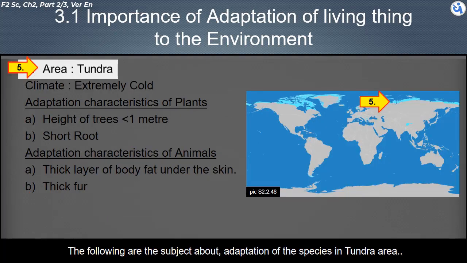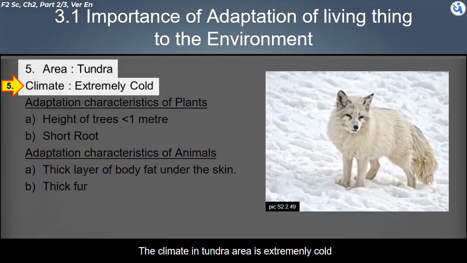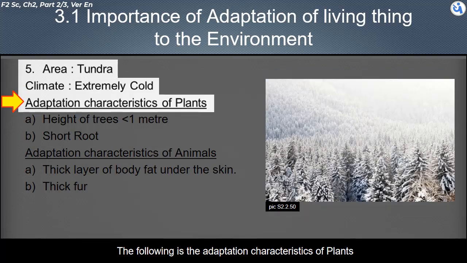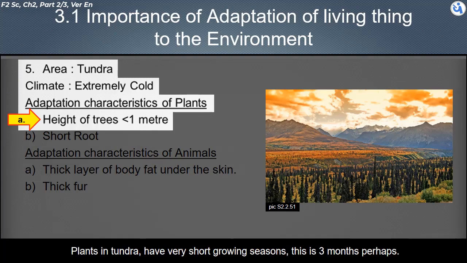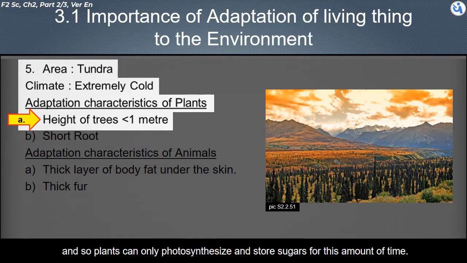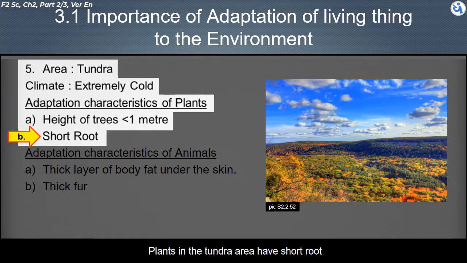The following is about the adaptation of the species in the tundra area. The climate in the tundra area is extremely cold. The following are the adaptation characteristics of plants. The height of trees is less than 1 meter. Plants in the tundra have very short growing seasons, perhaps 3 months. And so plants can only photosynthesize and store sugars for this amount of time.